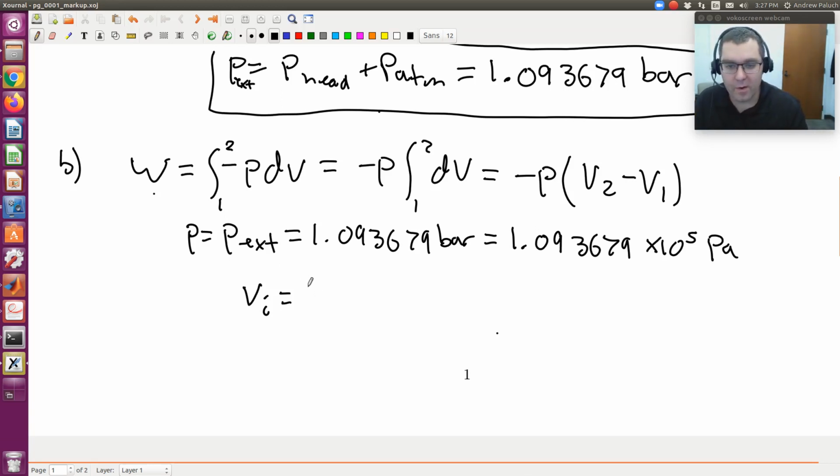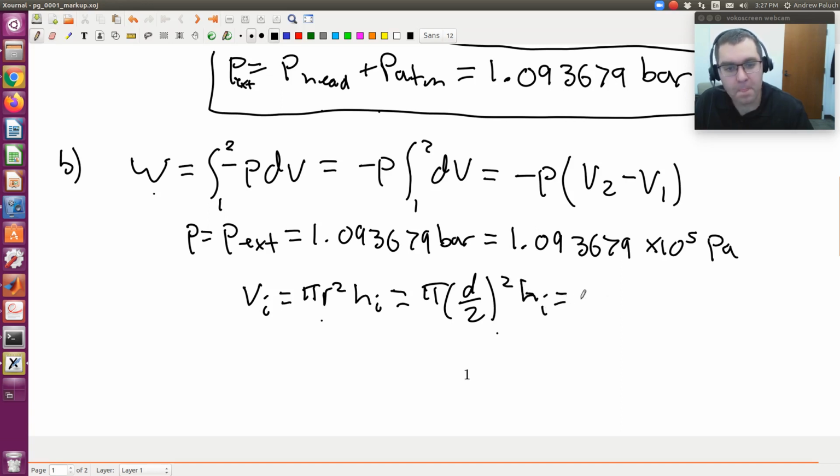So it'll be the area of a circle, we just had pi r squared times, I'm going to write hi. So the volume in state i would be equal to area, pi r squared, we'll assume we have a constant cross-sectional area equal to the cross-sectional area of that piston head, times hi, the height at that state i. Okay, so if we simplify this, just as we had before, that's pi times d over 2 squared times, in this case, hi, so that'd be pi over 4 d squared times hi.